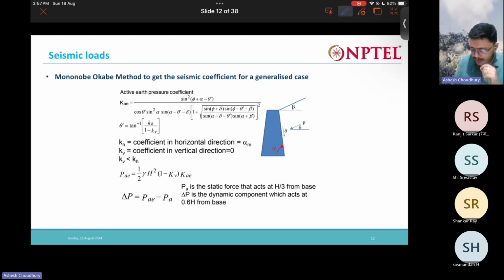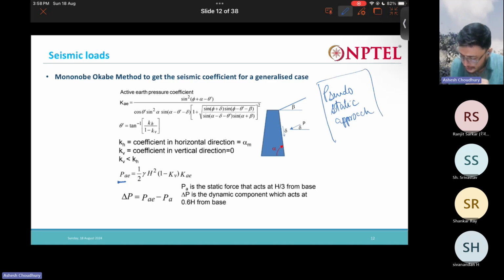This is simple. You can see the total PAE that is acting is half times gamma H square times 1 minus KV times KE. KV is the coefficient in the vertical direction. Generally, an earthquake has some horizontal component and some vertical component also. What Mononobe and Okabe considered is known as the pseudostatic approach. This is very famous.